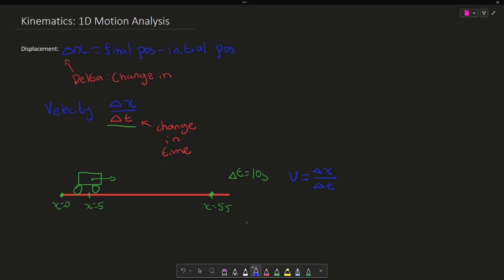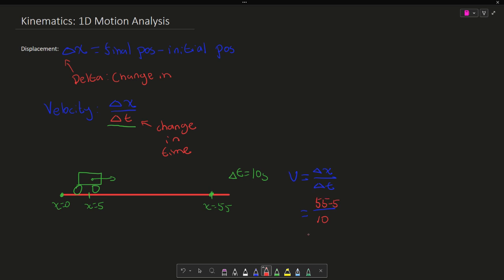And we know delta t is 10 seconds. The car took 10 seconds to go from here to there. So we could just plug in our known value, 10, over here. But what is delta x? Well, delta x is a change in position from here to there. So it would just be final position minus initial position. 55 minus 5, that would be delta x.